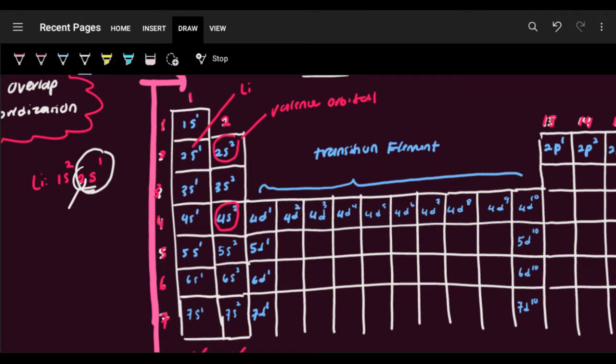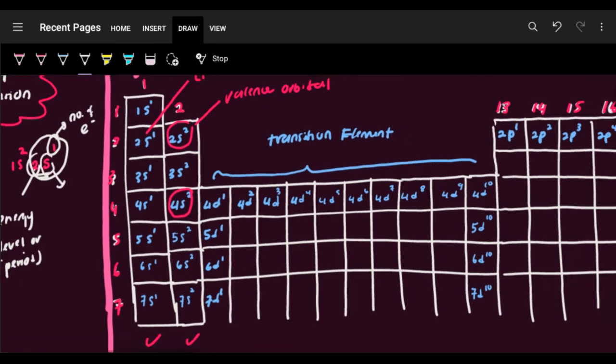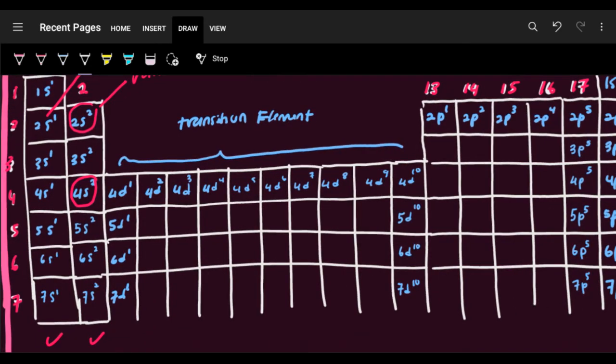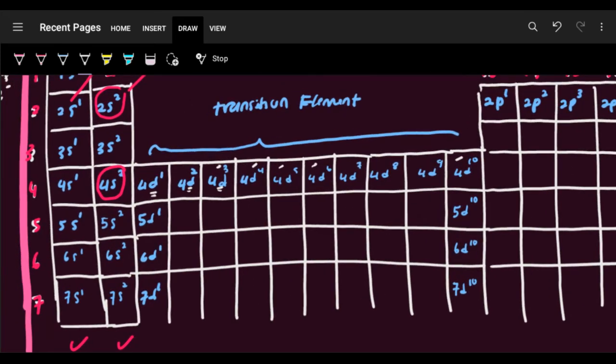What is meant by 2? 2 is the energy level, or in other words, we call it the period. The 1 here shows the number of electrons. S is the orbital. Now, for the transition elements, all the transition elements have d orbitals. From the left, it starts with d1, d2, d3, d4, d5, d6 until d10. And when going down the group, the energy level increases: 4d, 5d, 6d, 7d.